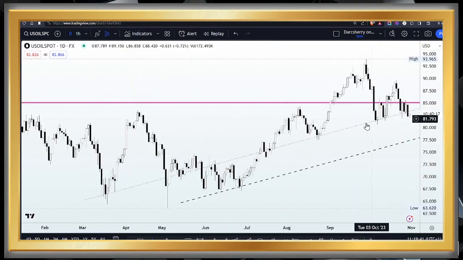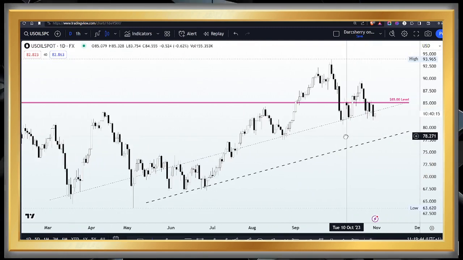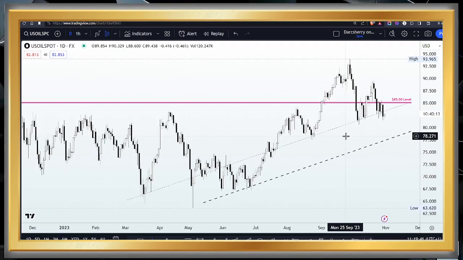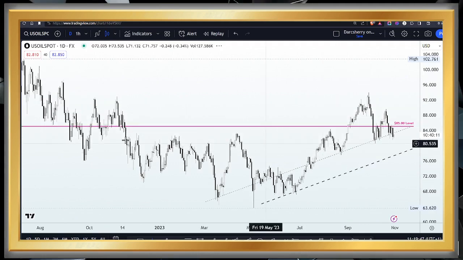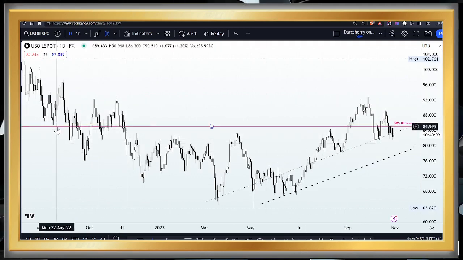So at the beginning of this week, we started our analysis on the daily time frame, where we took into consideration the nature of price action since the month of August of last year's trading session. And one thing we were able to come up with here was the key level situated around the $85 area.